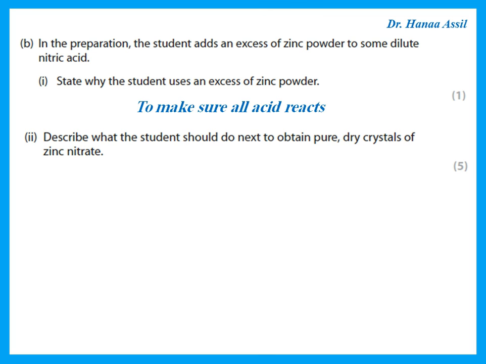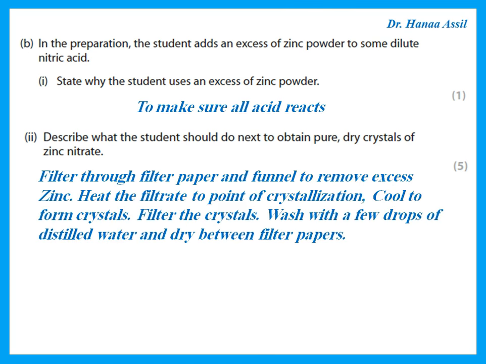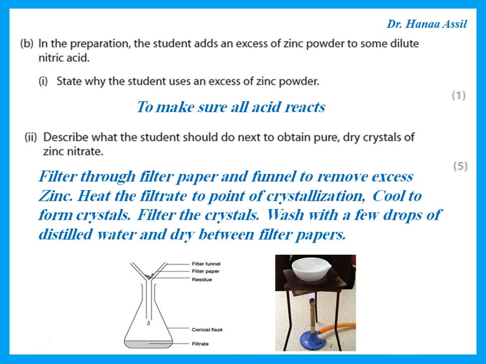So what does he have now? He has excess zinc in a solution. The first thing we do is filter through filter paper and funnel. This is to remove the excess zinc. Then we take the filtrate, because this filtrate is my zinc nitrate solution, and do crystallization. So heat the filtrate to point of crystallization, cool to form crystals, filter the crystals, wash the crystals with a few drops of distilled water, and dry between filter papers.